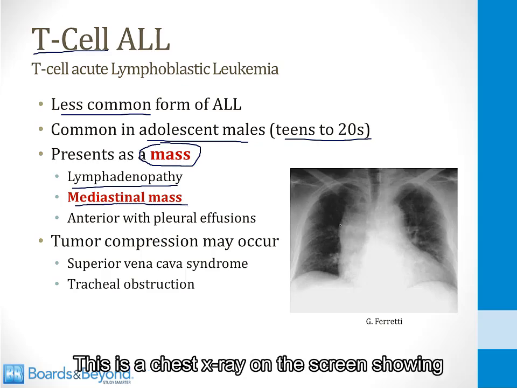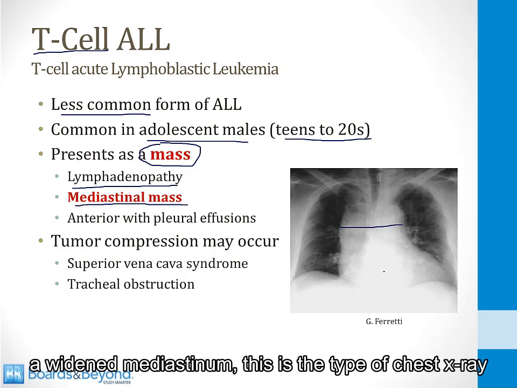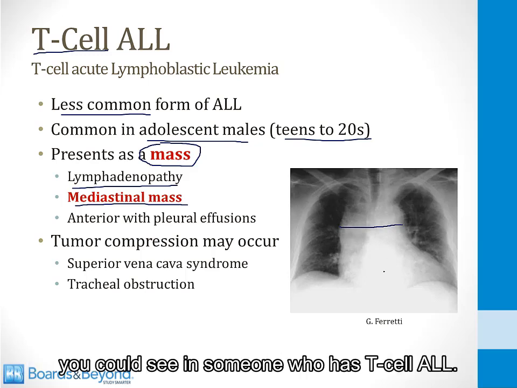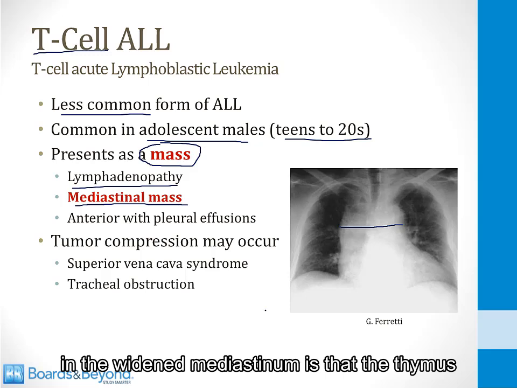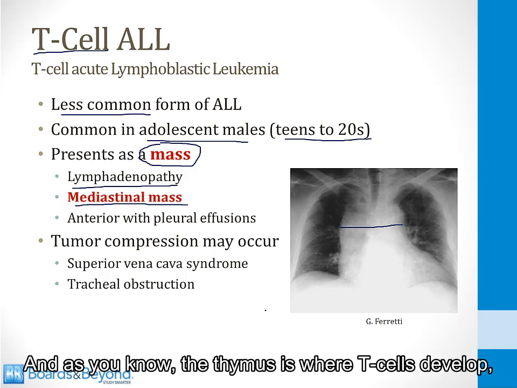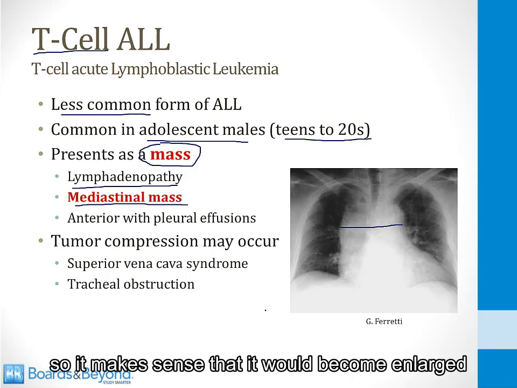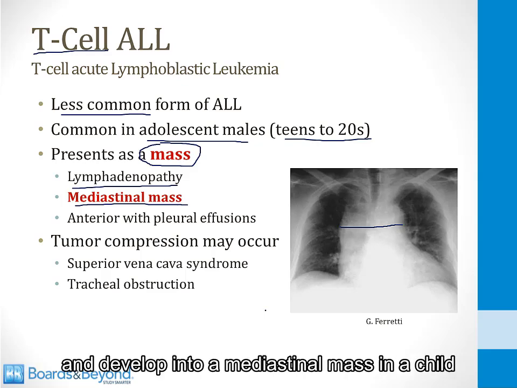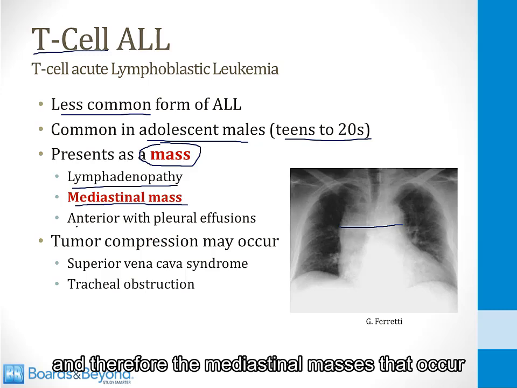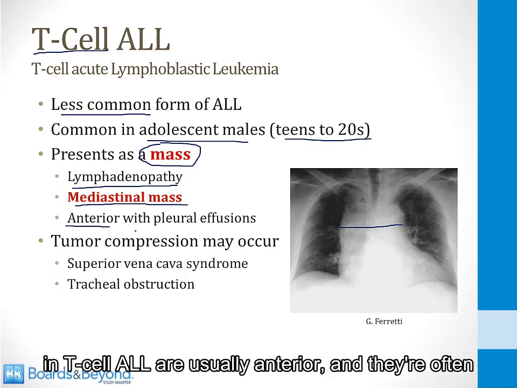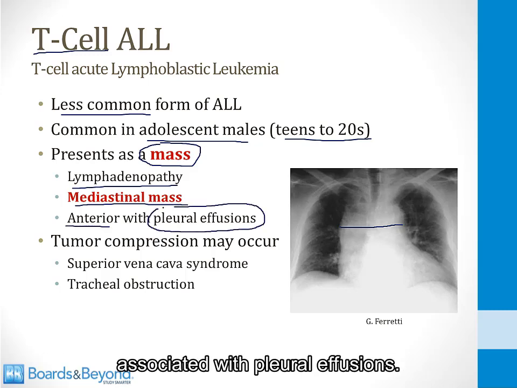This is a chest X-ray on the screen showing a widened mediastinum. This is the type of chest X-ray you could see in someone who has T-cell ALL. One of the reasons for the mediastinal mass and the widened mediastinum is that the thymus is usually involved, and as you know, the thymus is where T cells develop, so it makes sense that it would become enlarged and develop into a mediastinal mass in a child or a young adult who has T-cell ALL. The thymus is an anterior structure, and therefore the mediastinal masses that occur in T-cell ALL are usually anterior, and they're often associated with pleural effusions.